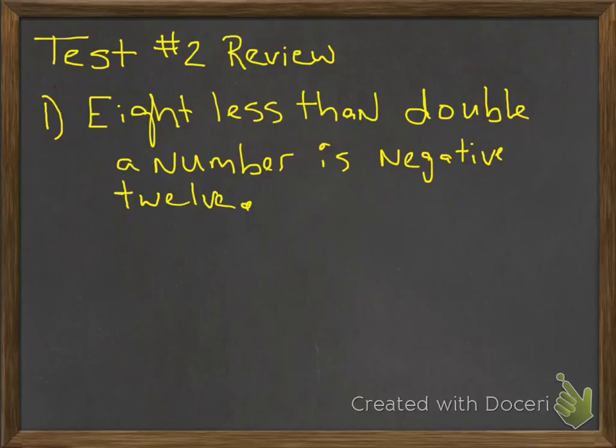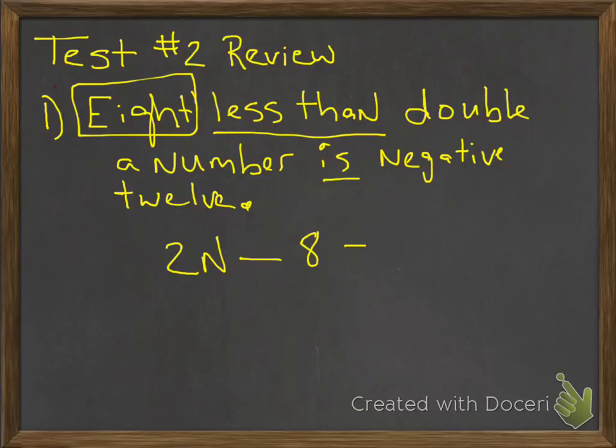8 less than doubling a number is negative 12. You know what? I am definitely going to put a question like this, because I want to see how many of y'all pay attention to the fact that when you say less than, you've got minus, but whatever is in front of the words less than goes after the minus. So here's my first little tip for you. I am going to sneak that question in. Actually, I'm not going to sneak it. I'm telling you right now, it's going to be in there.